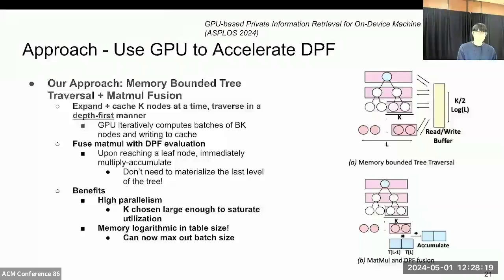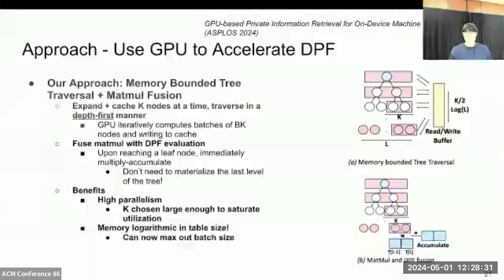So that we can effectively use a large batch and achieve high utilization, we came up with an approach called memory bounded tree traversal. You just do a depth first evaluation of the tree all the way down.